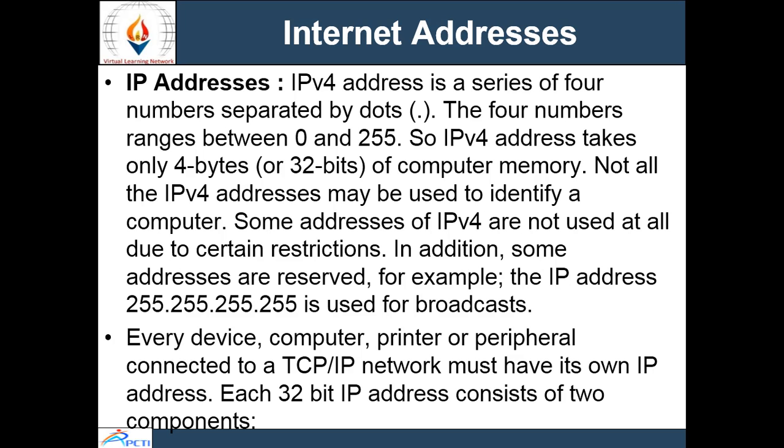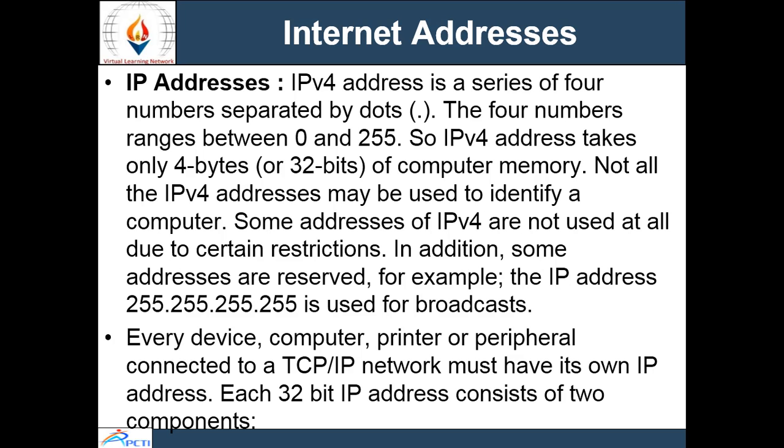For example, IP address 255.255.255.255 is used for broadcast. Every device, computer, printer or peripheral connected to a TCP/IP network must have its own IP address. Each 32-bit IP address consists of two components. First, net ID, second, device ID. Net ID, the network identifier, identifies one of the networks that is a part of the internet. Device ID, the device identifier, identifies a specific device within the identified net ID. A net ID may be 8 to 24 bits long.